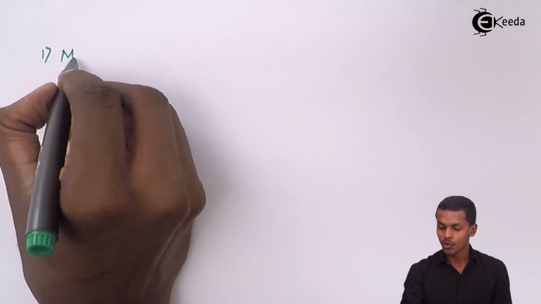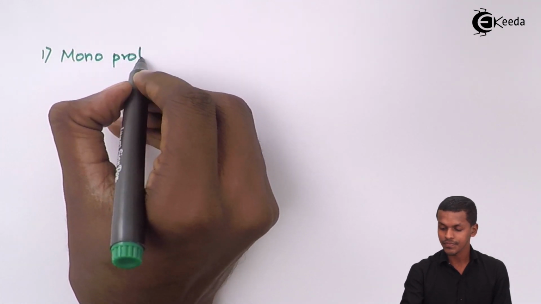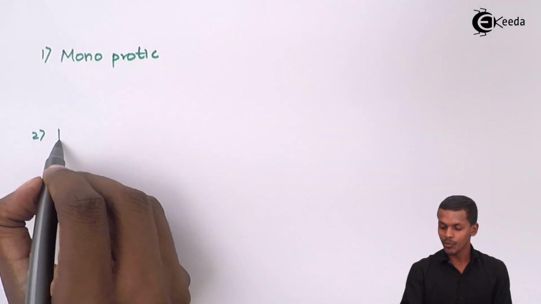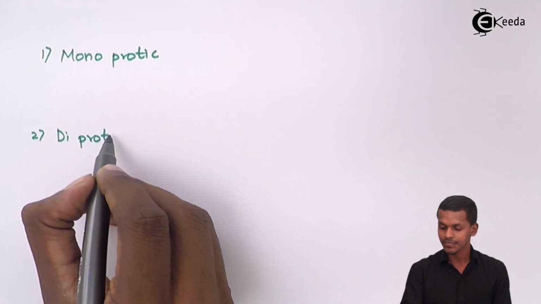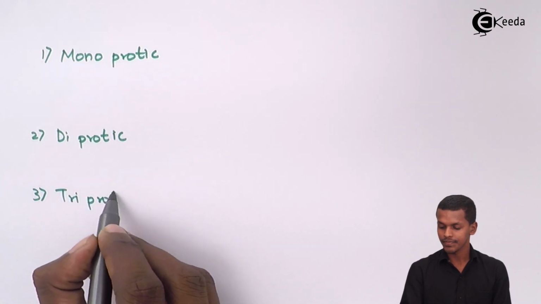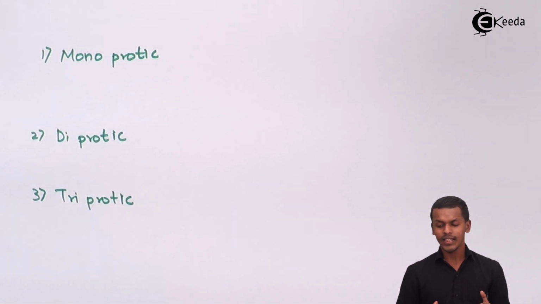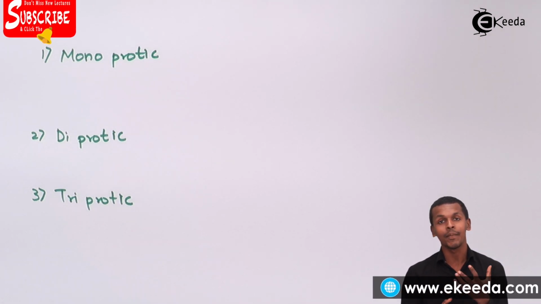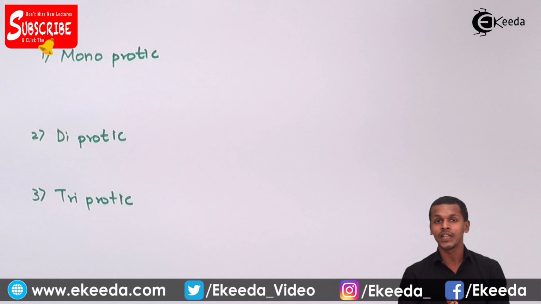The first is monoprotic, the second is diprotic, and the third is triprotic acids. The name protic means the release of protons, or H+ ions, when a particular substance is dissociated or dissolved in water, so as to produce a number of protons or H+ ions.